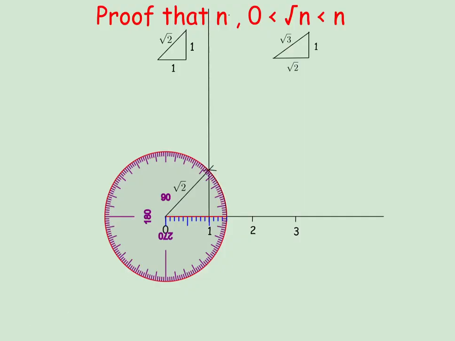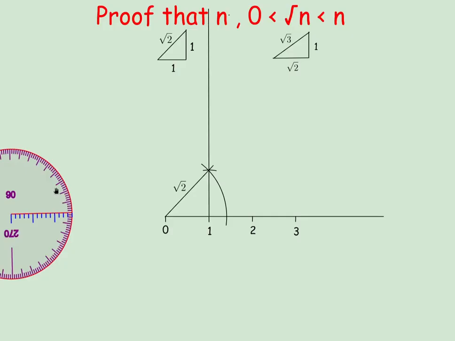You see, I'm transferring. I have been able to transfer the length to my number line. And it simply means this measure over here is my root 2. It is what? My root 2. So hence, I can as well put my root 2 over there.